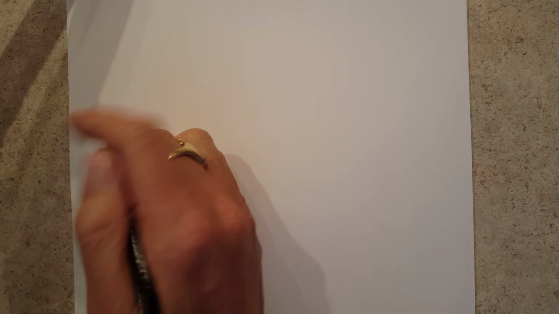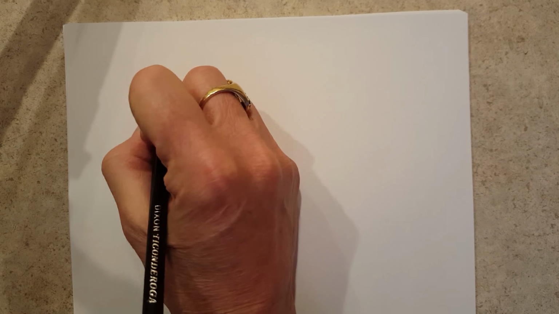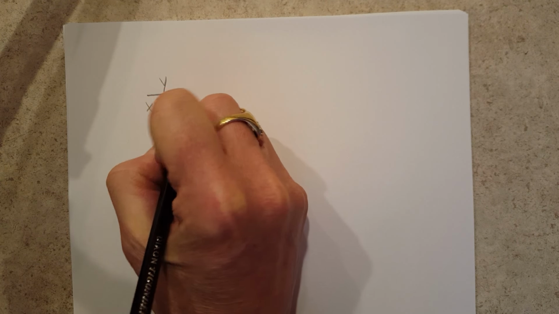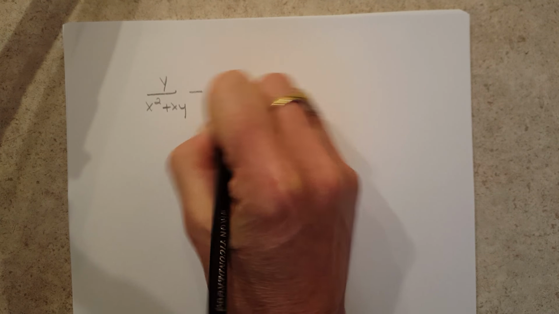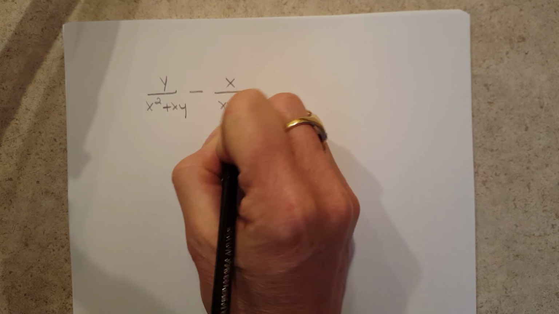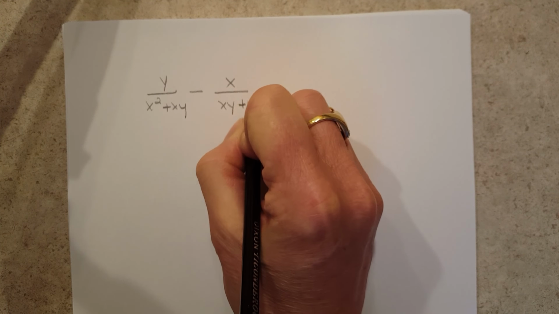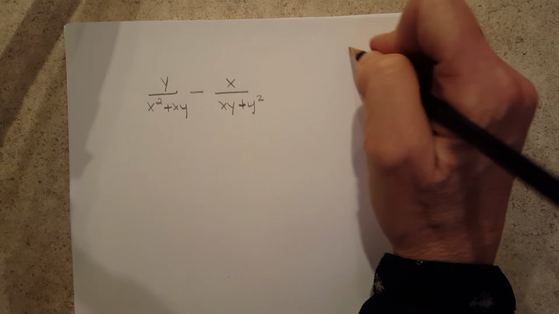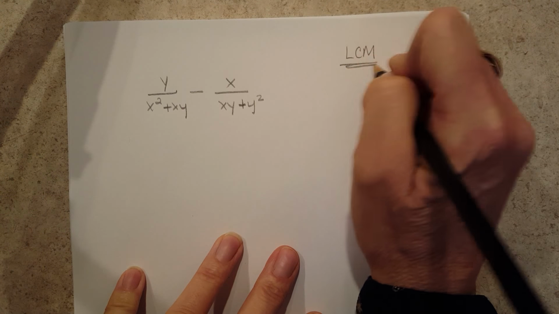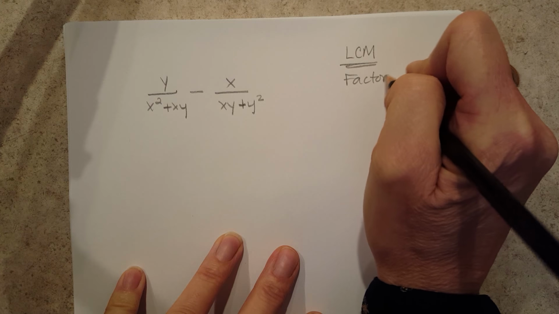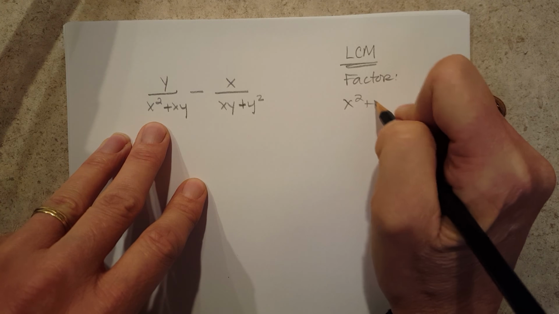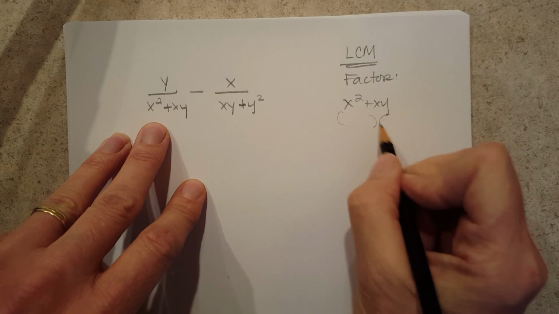I'm going to do the one I erased. y over x squared plus xy, minus x over xy plus y squared. So a little different, the denominators, same plan. What's our LCM? Let's factor first, find out. So what can we do to this? We can't FOIL it, right? We can't factor it this way.